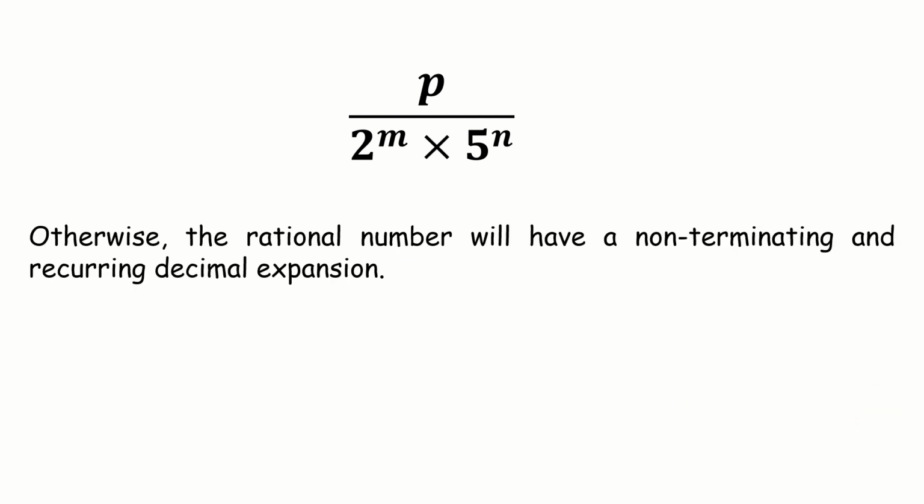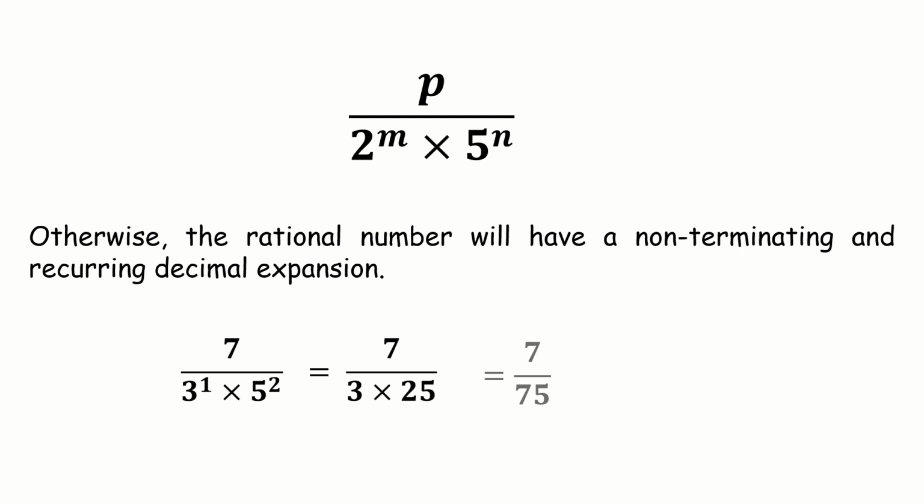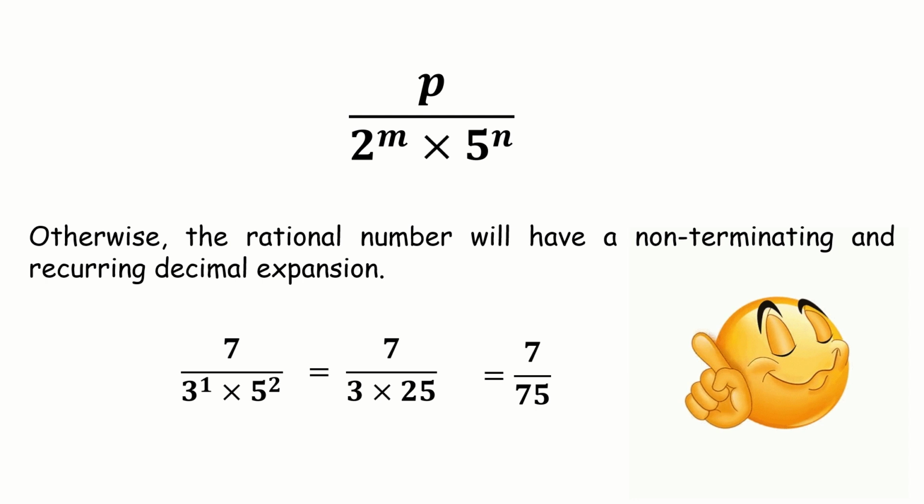Now, the otherwise situation. The rational number will have a non-terminating and recurring decimal expansion. For example, this. Does this look similar to the formula given? No. 3 power 1 is nowhere similar to the formula given. So if we simplify, it will look like this. 7 over 3 times 25, which is 7 over 25. Now, this is definitely not a terminating decimal. It's a recurring decimal. So it doesn't follow our formula.